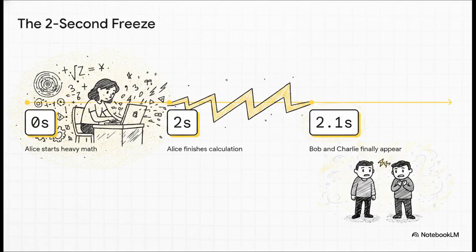To put this into perspective, look at this timeline. At 0 seconds, Alice starts her heavy math, and then we just wait. A full 2 seconds pass. It wasn't until the 2-second mark, when Alice entirely finished her math, that the system actually woke back up. Only at 2.1 seconds did Bob and Charlie finally appear. Bob and Charlie were essentially left standing there in the digital cold for 2 full seconds, totally unable to start.